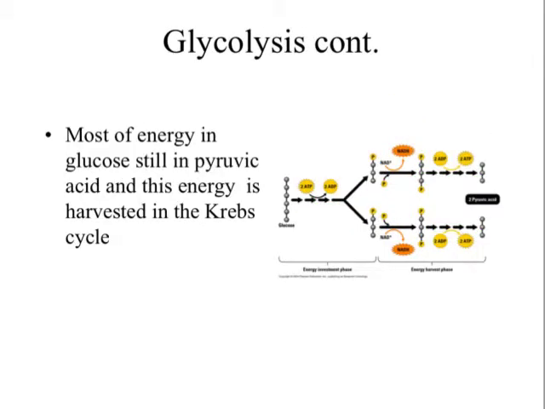So far we've only made a net of 2 ATP, which is really not much. Our cells will need way more ATP than that in order to thrive. Luckily, most of the energy is still in the 2 pyruvic acid molecules that were broken up. So most of our energy is still bound up in these 2 molecules, and that energy is going to be harvested in what's called the Krebs cycle, or the citric acid cycle, which occurs in the mitochondria. So let's see how that works.